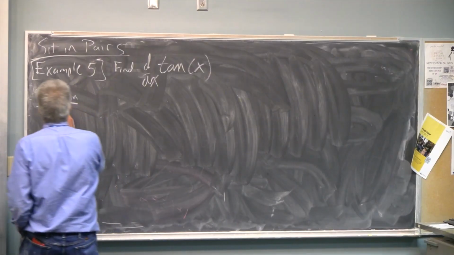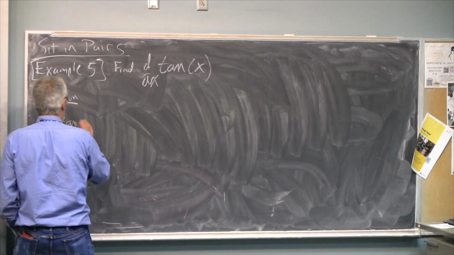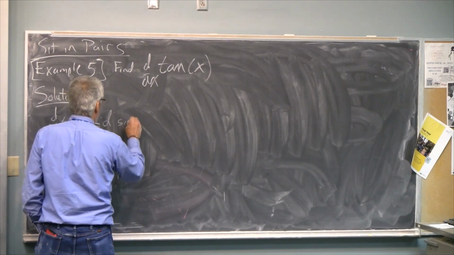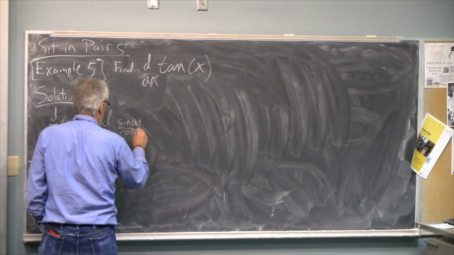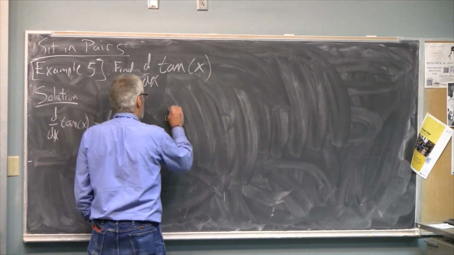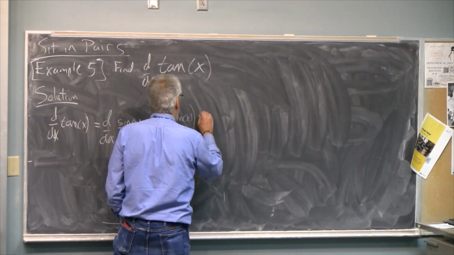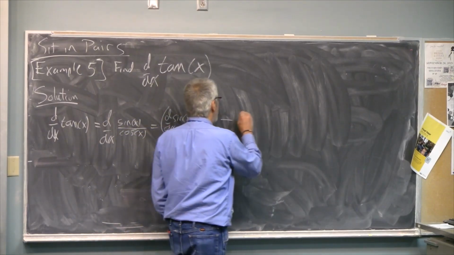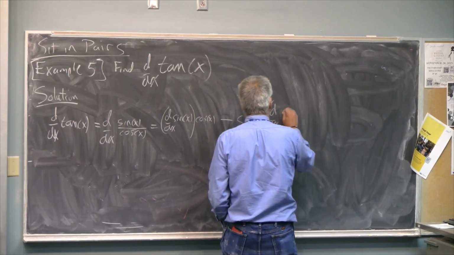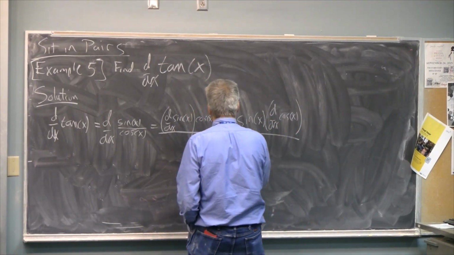So here we go. So the derivative of tan x, the key thing is that you remember what tan of x is. That's sine of x over cosine of x. So we have to use the quotient rule. So we do the derivative of sine of x, the derivative of the top, times the bottom, minus the top, times the derivative of the bottom, all divided by bottom squared.